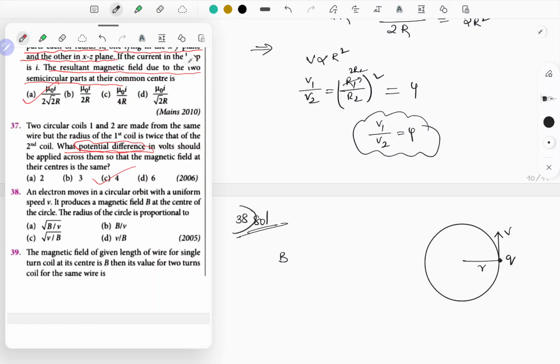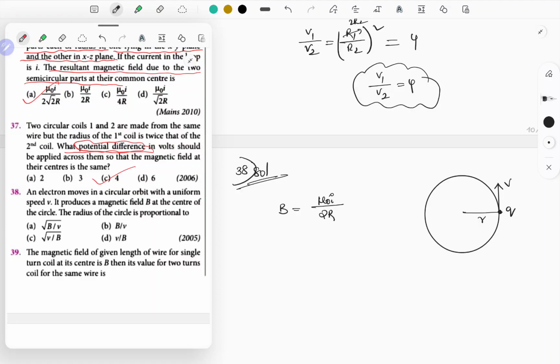What's the magnetic field at the center? It's mu naught I divided by 2r. So how to find out current? I is equal to q by t, right? So what is the time taken by this charge to complete one circular path, which is equal to 2 pi r divided by speed.